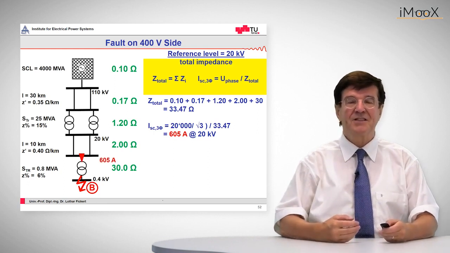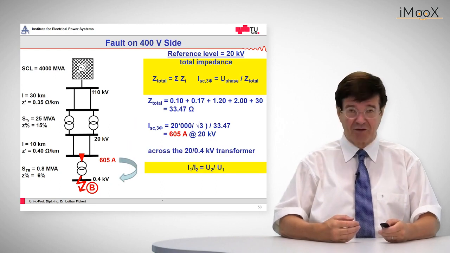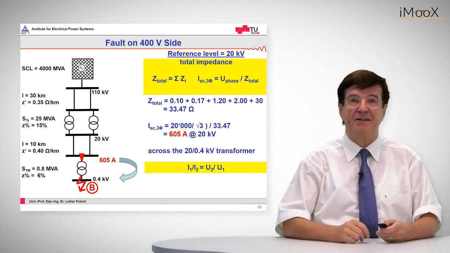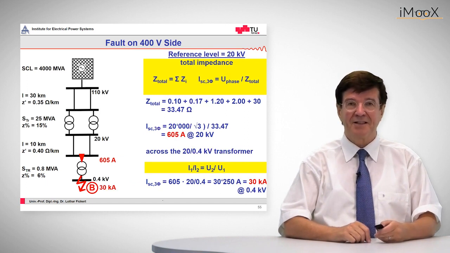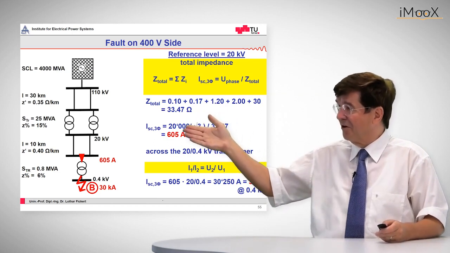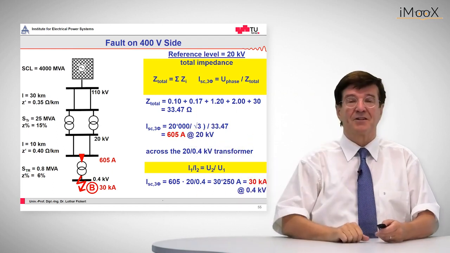Now the question is, what is the current on the low voltage side? So for the low voltage side we have to transfer this across the transformer by applying the voltage ratio, and here we obtain a value of 30 kiloamps. So the total result is given in this picture: 605 amps on the high voltage side of this ring main unit transformer, 30 kiloamps at the low voltage side.